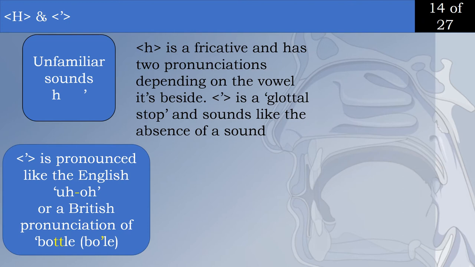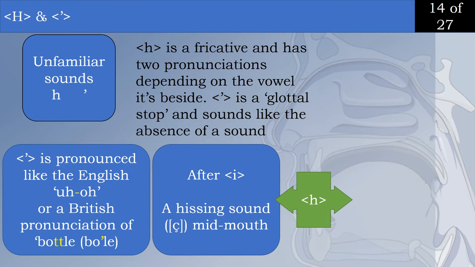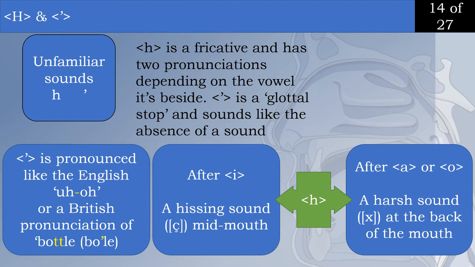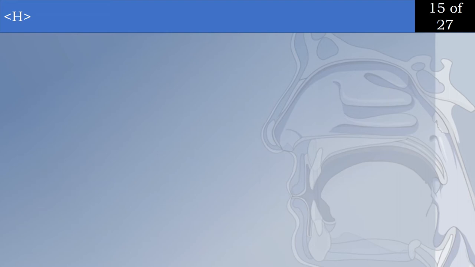H has two different sounds in Blackfoot, depending on what vowel it follows. If it comes after an E vowel, it's a hissing sound made in the middle of the mouth. If it's after an A or an O vowel, it's a harsher sound made at the back of the mouth. Here we have H after each of the vowels, so you can have a listen to see how it's produced in words.